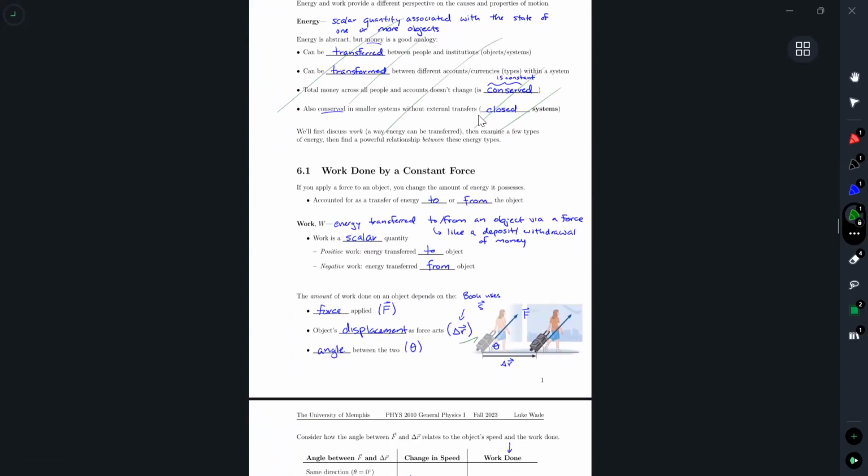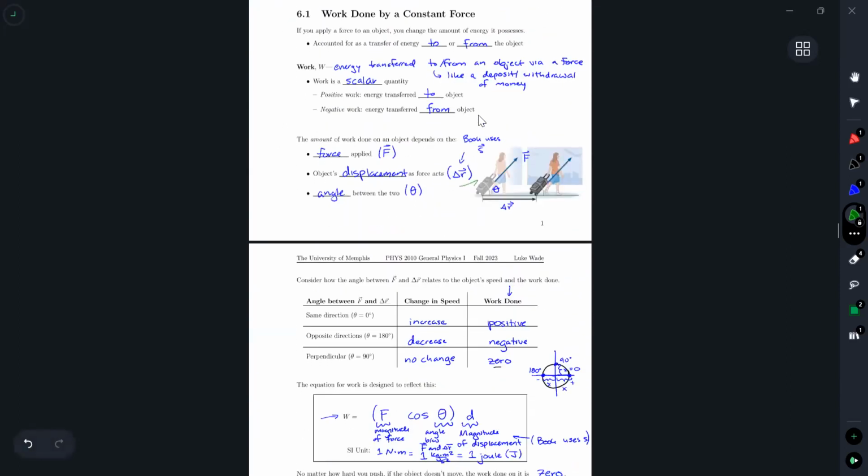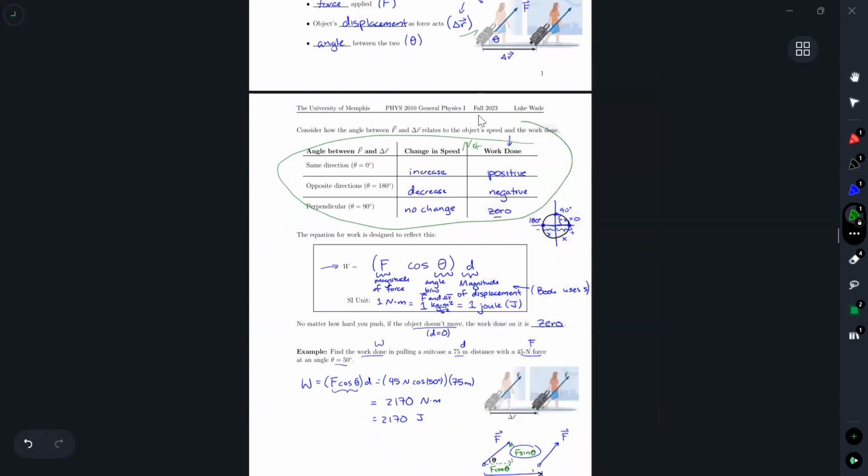So for work, the important thing is the stuff we've said here. That changes in speed indicate something to us about the work done. And if we're being extra specific, now that we know a little bit more, it's the net work that actually determines that change in speed. So it would be, if you see something speed up, you know positive net work has been done. If you see it slow down, you see negative work has been done. If there is no change in speed, zero work has been done.